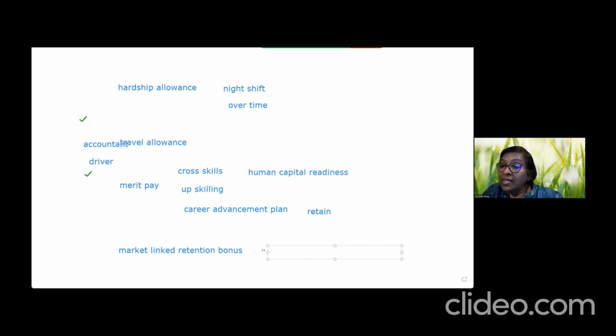because you don't want to actually suffer, your business gets impacted. So to stop them from going, you will recognize the fact and give them what? A retention bonus only for that period. It could be 1 year, it could be 2 years. So this is called a market linked retention bonus. Is it clear, guys? Just give me a thumbs up.